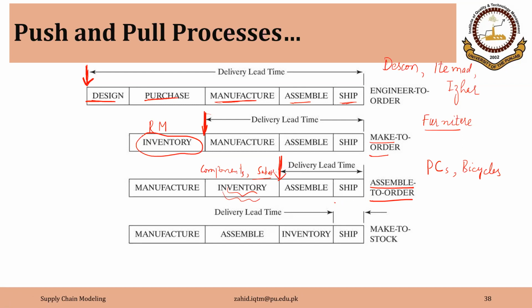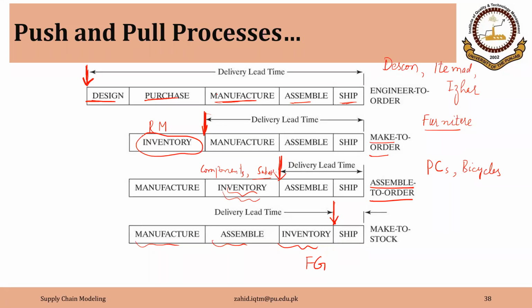And in make to stock, this is the decoupling point. So we have manufactured the part, assembled it, and we have the inventory, but here inventory is of finished goods, and we ship the product as per customer order. So all standard items like ceiling fans, air conditioners, shampoo, soap, cars, all are examples of make to stock items.